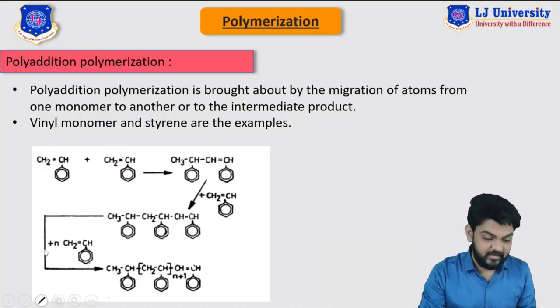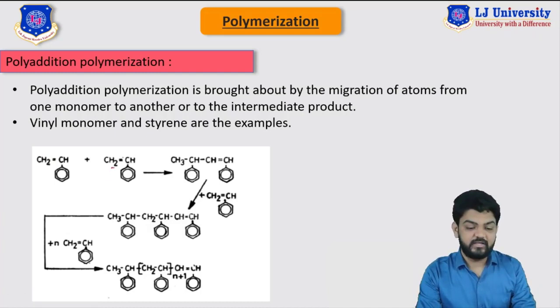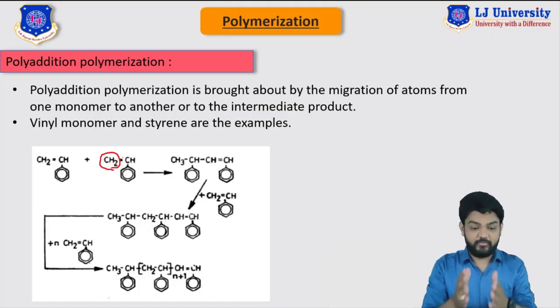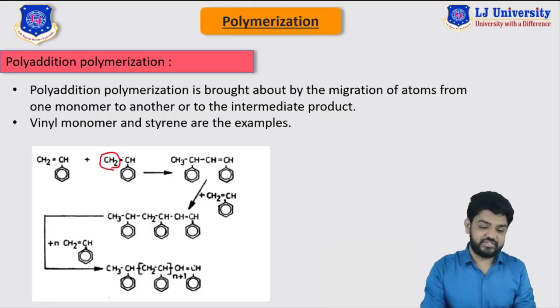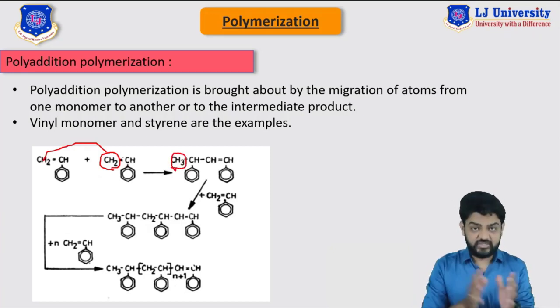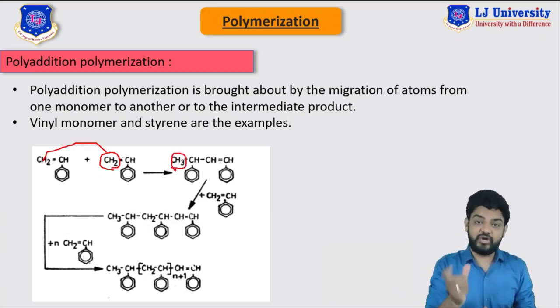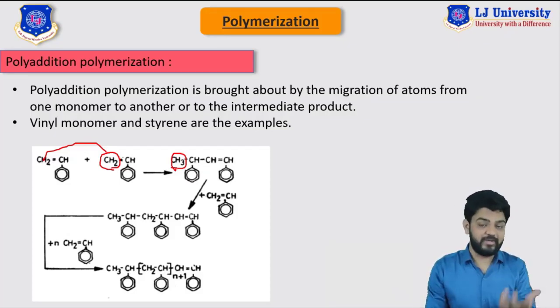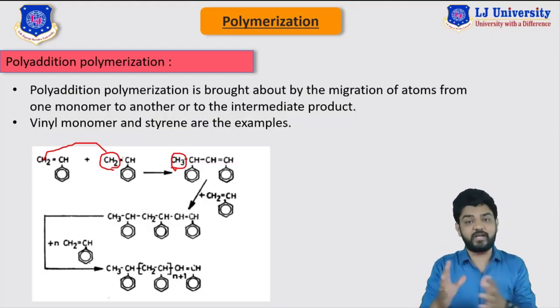Let me just take a pen. See, this particular hydrogen, here we were having CH2, right? Now this particular hydrogen has migrated from its own styrene to the next styrene. You can see here this hydrogen has now moved from here to here, and we now have CH3 for this first styrene. So this is what we mean by migration of a hydrogen atom or any other molecule from one monomer to another monomer, and this is why this particular reaction is called the poly addition reaction, right?